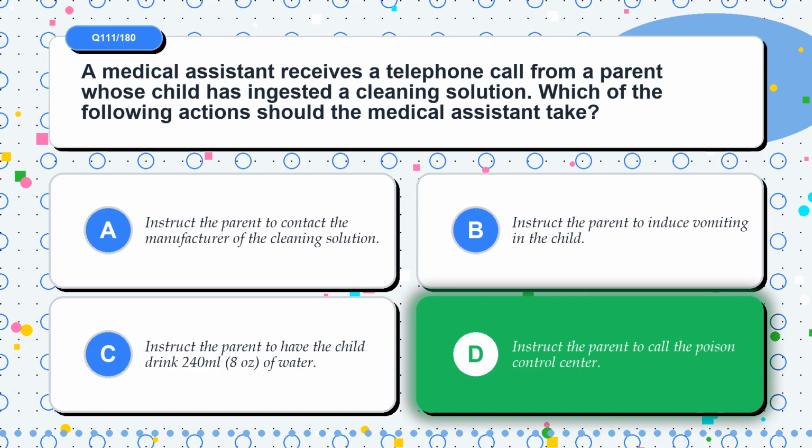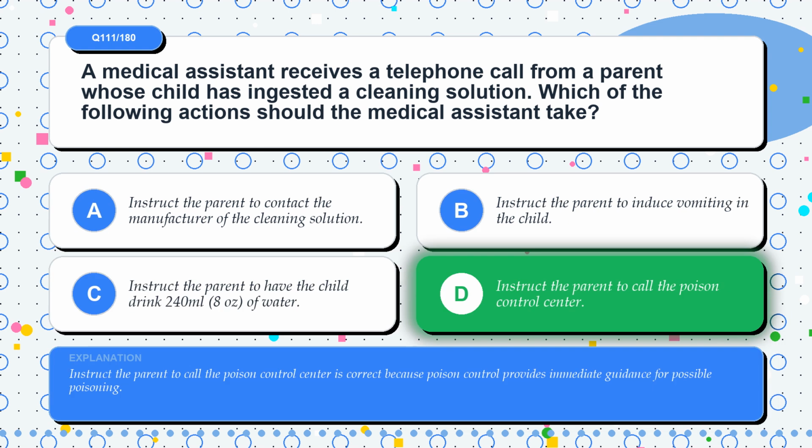The correct answer is option D. Instruct the parent to call the Poison Control Center. Instruct the parent to call the Poison Control Center is correct because poison control provides immediate guidance for possible poisoning.